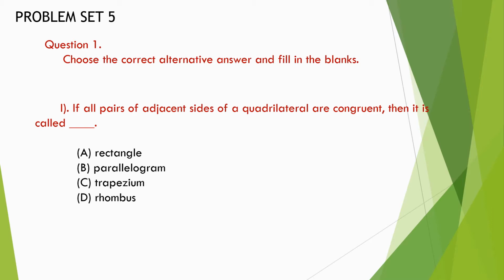Fourth one is rhombus. In case of rectangle, parallelogram and trapezium, only opposite sides are congruent, but in the case of rhombus, all sides are congruent. Therefore, all pairs of adjacent sides of a quadrilateral are congruent in a rhombus. Therefore, option D is your answer, rhombus.